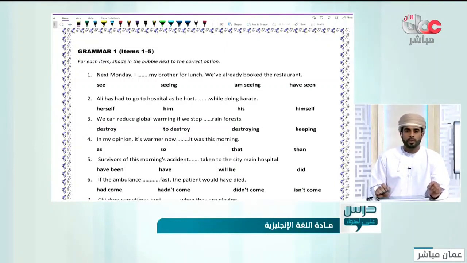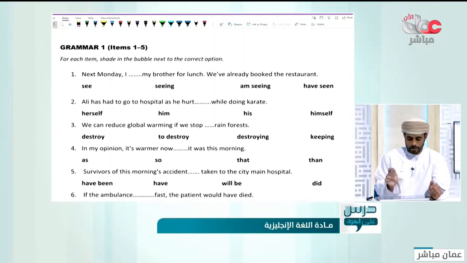Things that you should be careful about when you are reading grammar questions. You have to have a look at the time and the subject there, and see if you have two actions or two verbs in the sentence. Good. Let's start with the first question here. It says, next Monday, my brother for lunch. We have already booked the restaurant. So, as you can see, one of the most important clues in here is next Monday. It's talking about future. Good. My brother for lunch. We have already booked. Okay, nice. It says we have already booked.